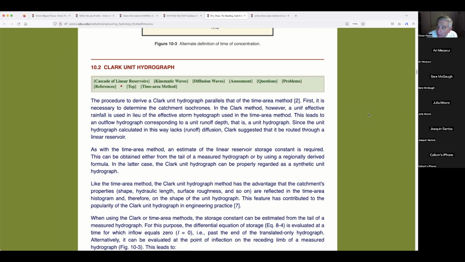So at that point, I didn't know what to do because I was writing the book. So the question is, should I reflect exactly what Clark said, or should I come up with a modified way of looking at Clark?